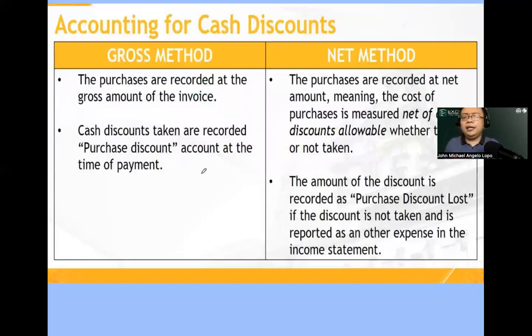So, accounting for cash discount, also very important here is the gross method. For me, I will use the gross method. The purchases are recorded at the amount of the invoice. In terms of the net method, the purchases are recorded at the net amount, meaning the cost of purchase is measured net of cash discount.